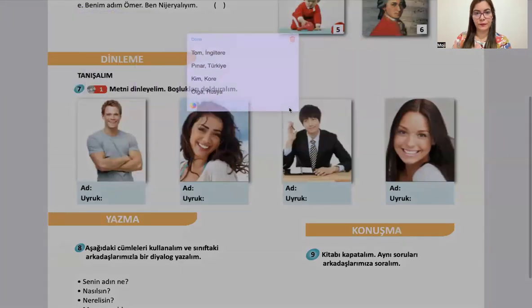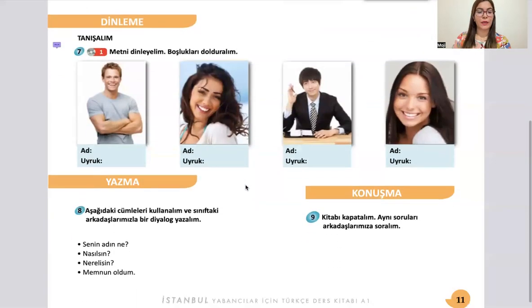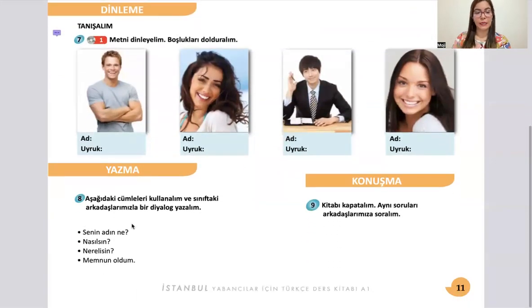Well, one, bir. Merhaba, benim adım Tom. Uyruk, or the country, nationality, İngiltere, England. Tom, İngiltere. Next one, Pınar, Türkiye. Pınar, Turkey. Kim, Kore. Kim, Korea. Olga, Russia. Right? Okay.